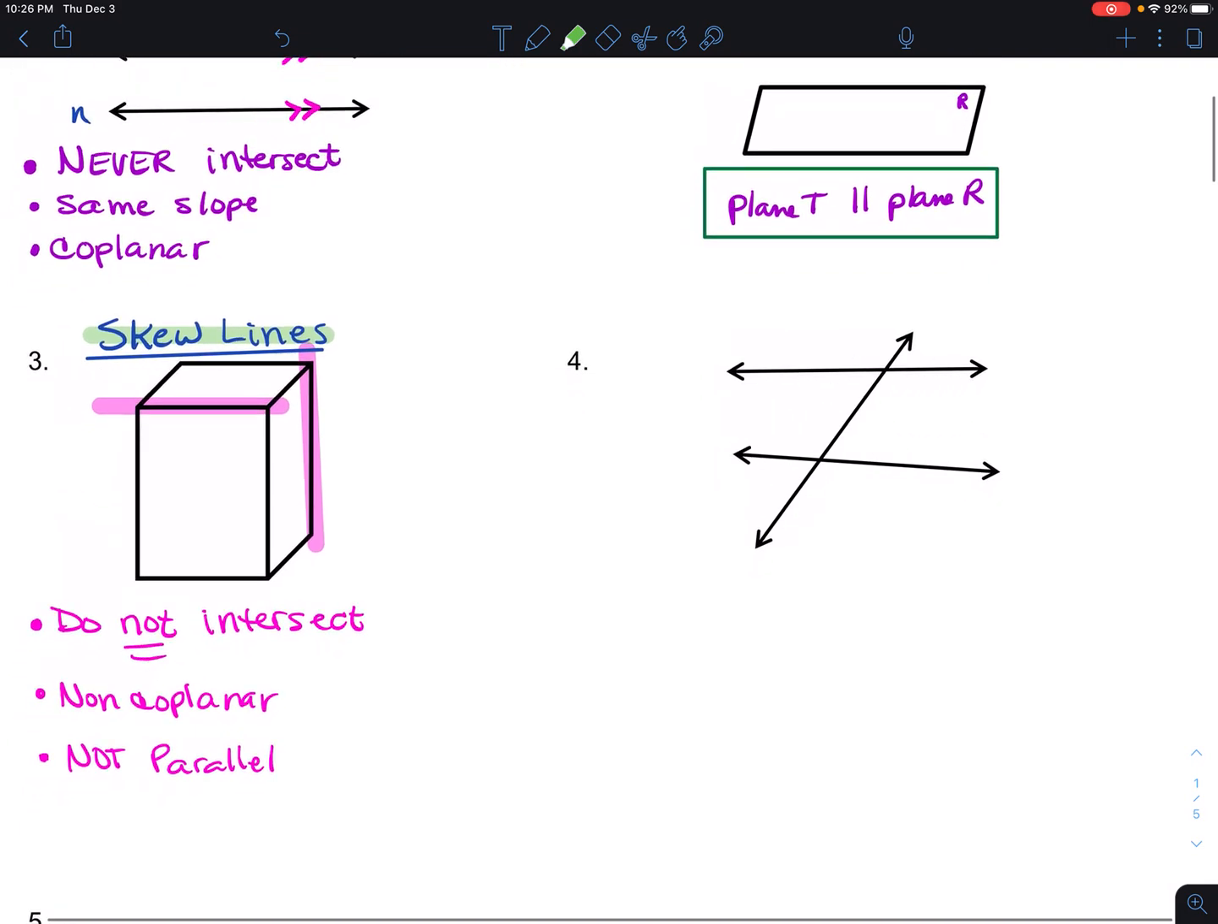Number 4, I'm showing you a picture of two lines that are being intersected by a third line. That third line, this one right here, has a special name. It is called a transversal. That's what that line is called.